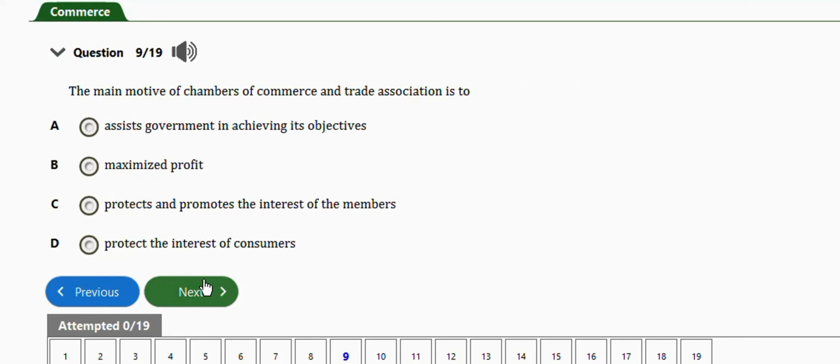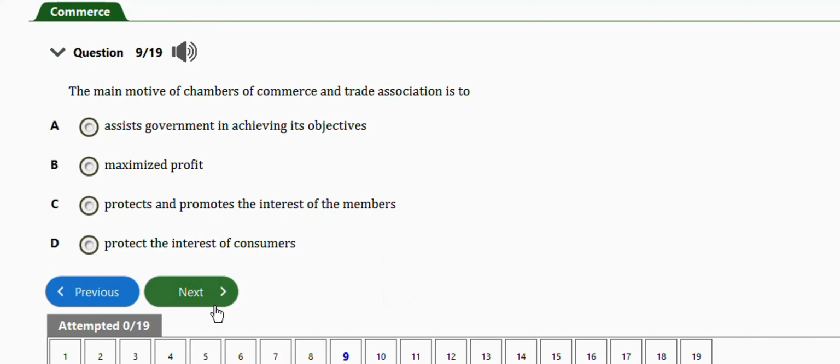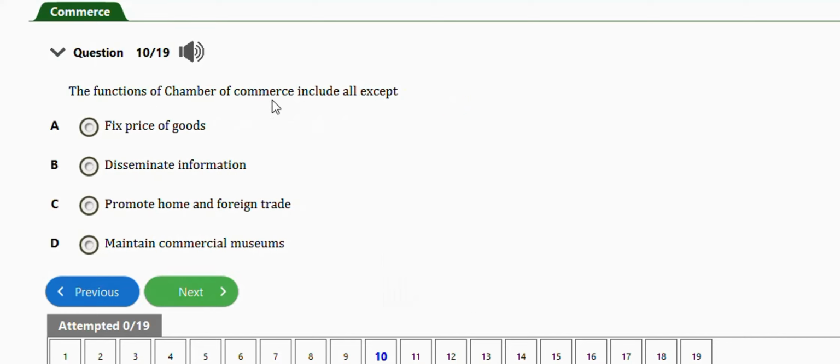Next question. It says the main motive of Chamber of Commerce and Trade Association is to assist government in achieving its objective, maximize profit, protect and promote the interests of the members, protect the interests of consumers. The right answer is option C, to protect and promote the interests of the members. Next question says the function of Chamber of Commerce include, or except, fixed price of goods, disseminate information, promote home and foreign trade, maintain commercial museums. The exception is option A.